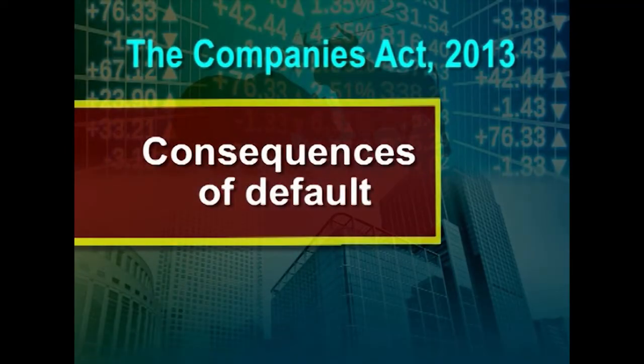Consequences of default. Any contravention of the section would make the company, its promoters and directors liable to a penalty which may extend to the amount involved in the offer or 2 crore rupees, whichever is higher. The company has also to refund the entire money to subscribers within a period of 30 days of the order imposing the penalty.